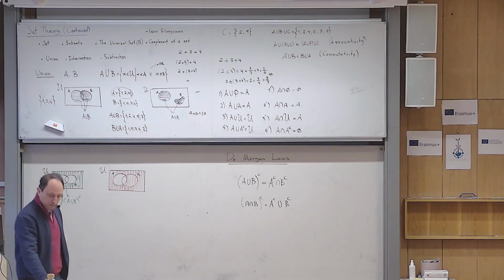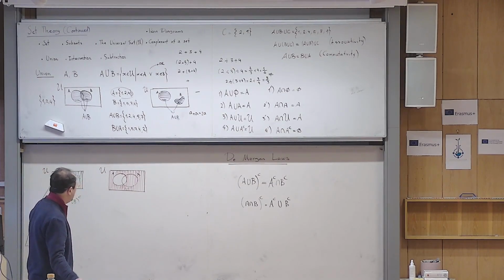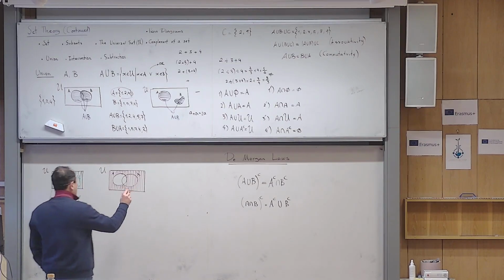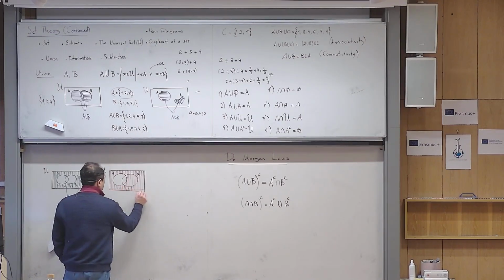Okay, B complement, let me change my color. B complement means what is outside B. So let me do it horizontally this time. Whatever is outside B should be covered.